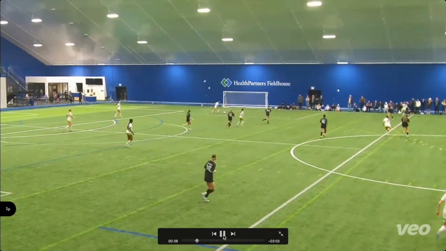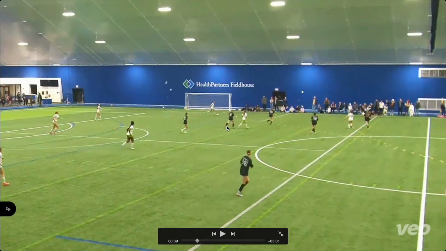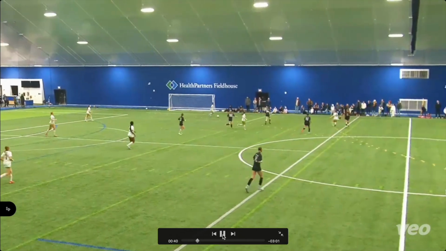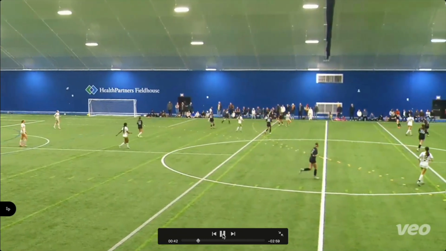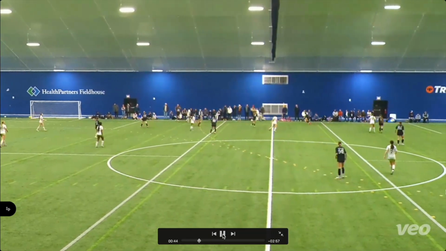Now, everyone starts to shift over. Okay, very good. Both the forwards shift over to the strong side of the field. We have Addie who put pressure on the ball, and we have Aubrey and Pema just behind, all connected. Eliza intercepts the ball.